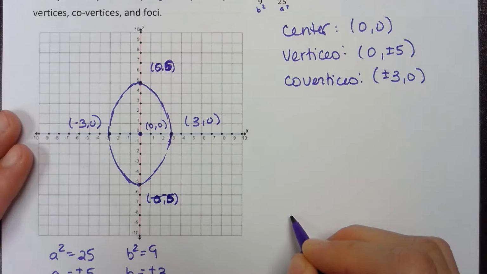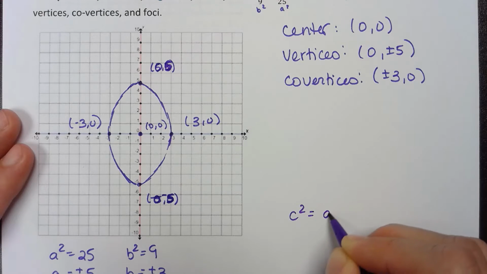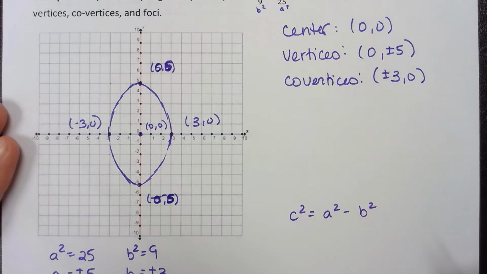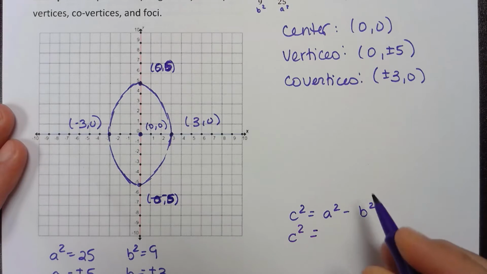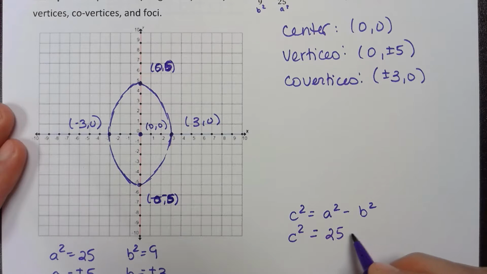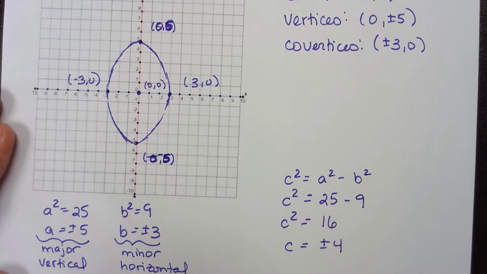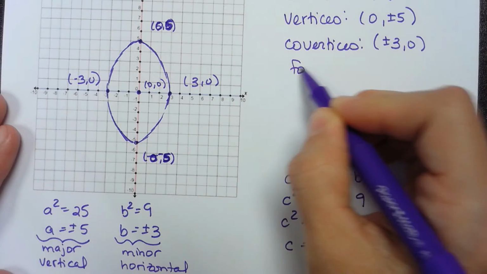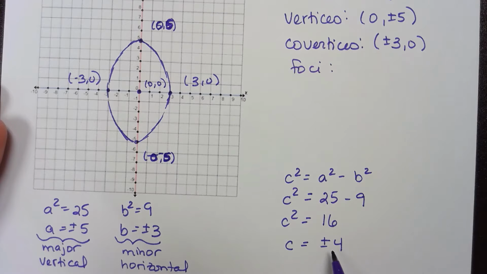Well, remember, C squared is equal to A squared minus B squared. Well, C squared is equal to A squared is 25 and B squared is 9. 25 minus 9 is 16, so that means C is equal to plus or minus 4. Okay, so our foci are going to be 4 units above and below our center. Sorry, I keep calling it a vertex. Our foci will be positive and negative 4 from the center.